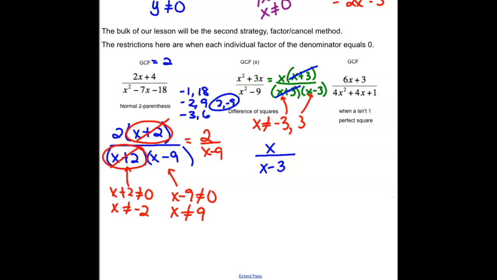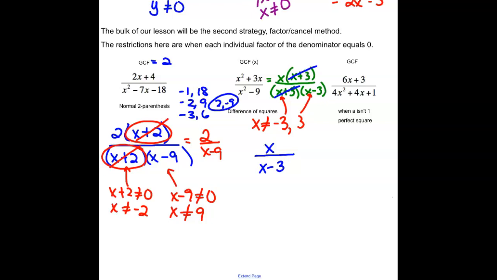All right, our third example for simplifying. Once again, we have a GCF in the numerator. We can pull out a 3. If we do that, we'd have a 2x plus 1 left. Looking at the denominator, we have 4x squared plus 4x plus 1. Our a value isn't 1, so we do have to look at how we would split up that 4x squared.